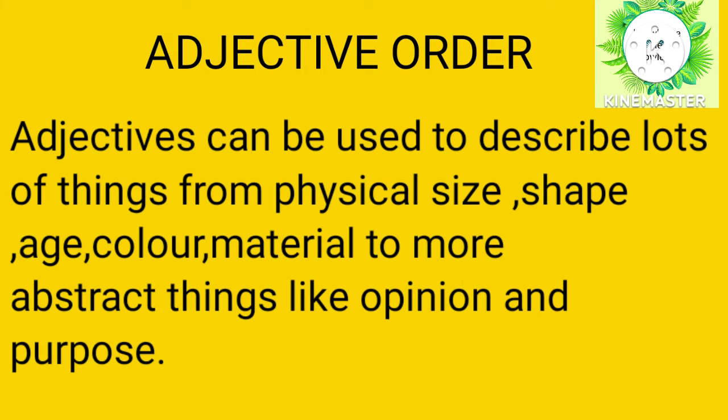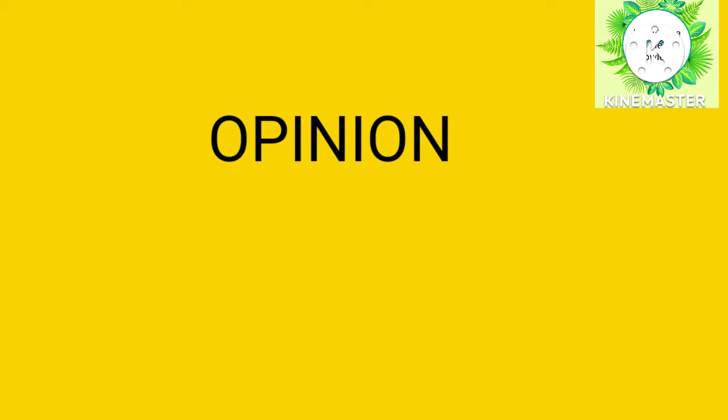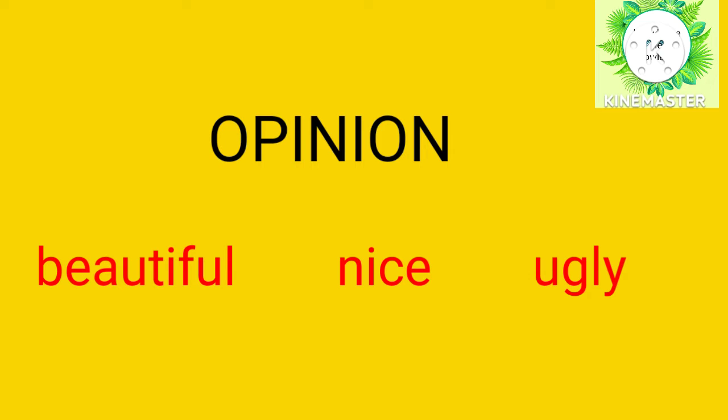Adjective order. Adjectives can be used to describe lots of things from physical size, shape, age, color, material to more abstract things like opinion and purpose. Opinion: beautiful, nice, ugly.